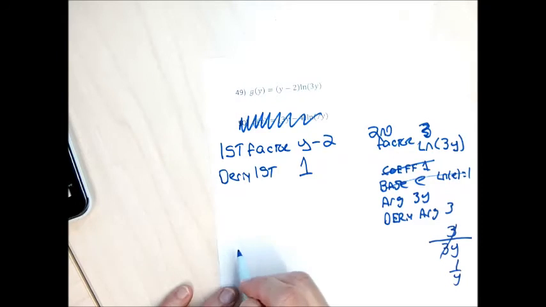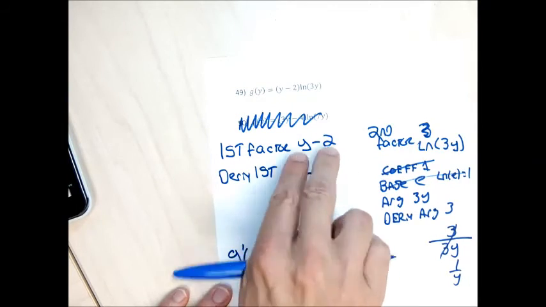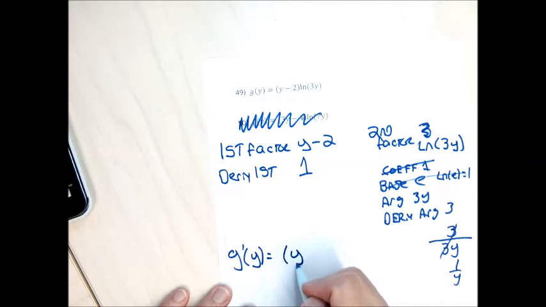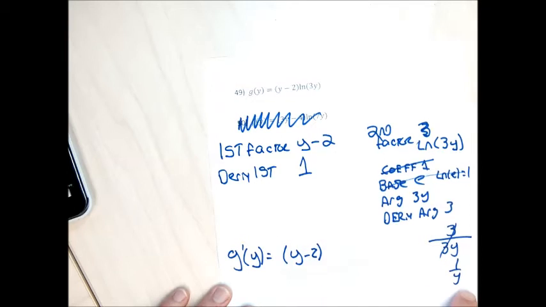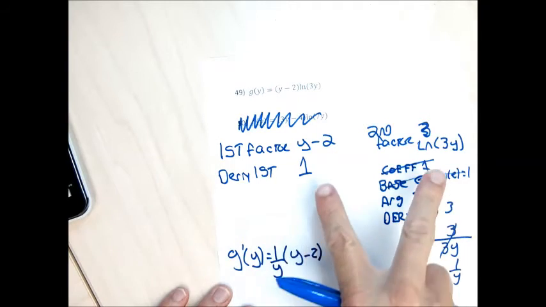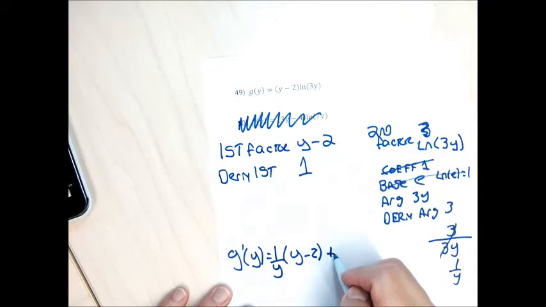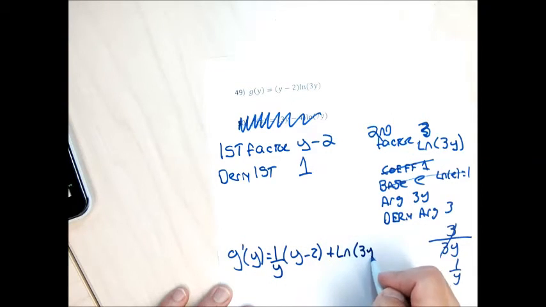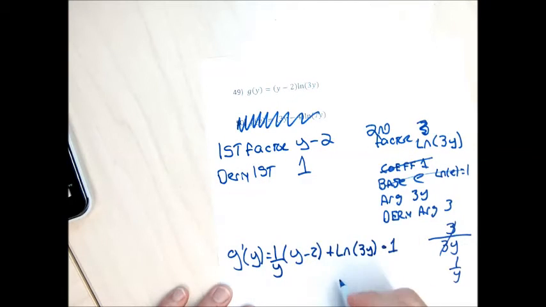So when I go to write my derivative for problem 49, it's going to be first factor y minus 2 times the derivative of the second factor, which is 1 over y. Instead of writing it after the parentheses, I'm going to put it before the parentheses, not that it matters, but I like it that way. And then second factor times the derivative of the first. This piece just turns into ln of 3y.